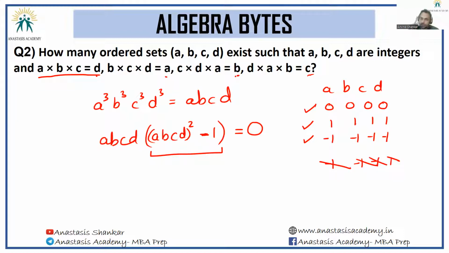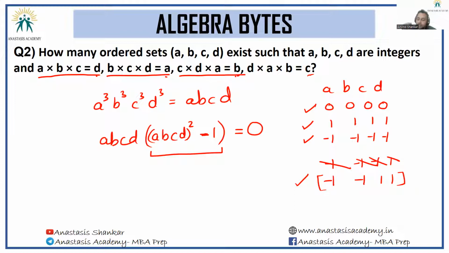Let me check if I can have 2 negatives and 2 positives. If I have -1, -1, 1 and 1, in that case, the first equation is satisfied. The second equation, is it satisfied? -1 into 1 into 1 is equal to -1. Yes. Third one now, 1 into 1 into -1 is equal to -1. Yes. And 1 into -1 into -1 is equal to 1. Yes. This is an acceptable case. And for this acceptable case, you are going to get 6 possible variations.